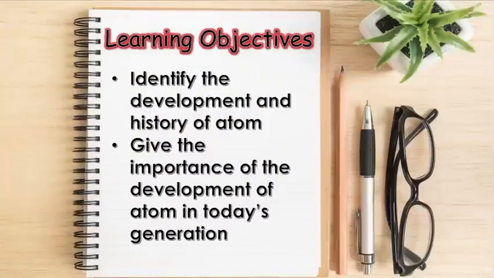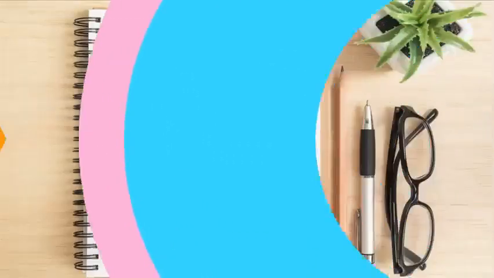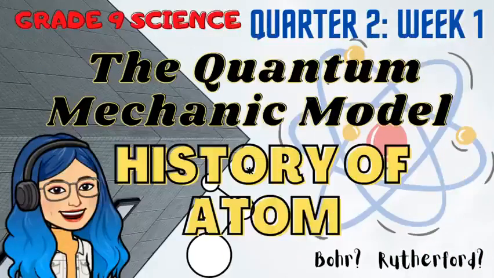Here are our learning objectives. Identify the development of history of atom. Give the importance of the development of atom in today's generation. At the end of this video, you are going to describe how Bohr model of the atom improved Rutherford's atomic model. So, please keep on watching and join me to the history of atoms.